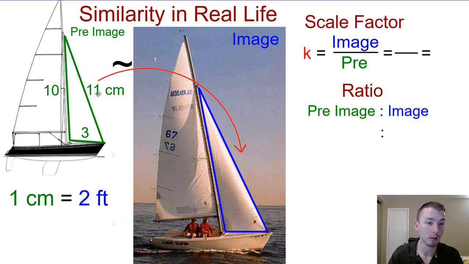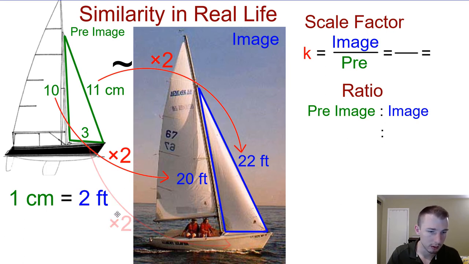So this side here of 11 is going to be multiplied times 2, which is going to go from 11 to 22 feet, right? 10 times 2 would give us this side length here of 20 feet, right? And then lastly, we have down here, we have 3 times 2, which would be 6. So we have all of the dimensions. All we did is multiply by our scale factor, which in this case was just simply times 2.